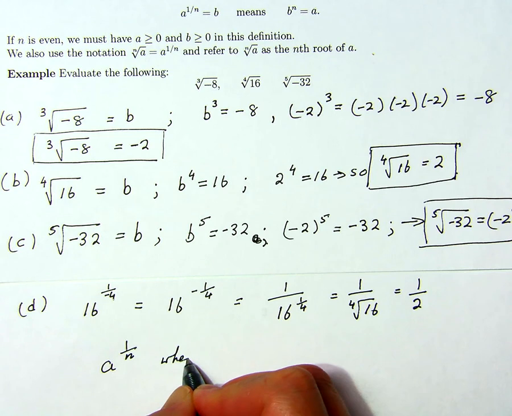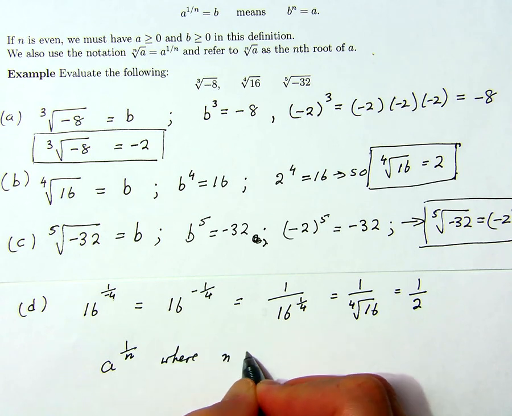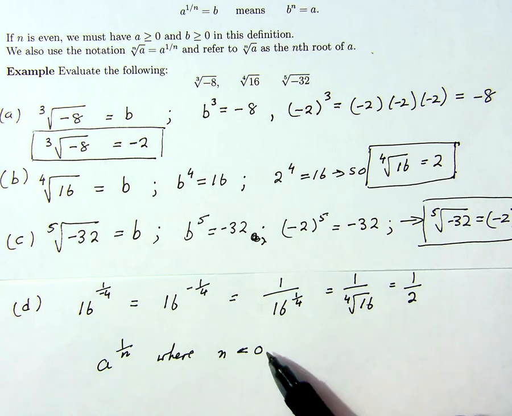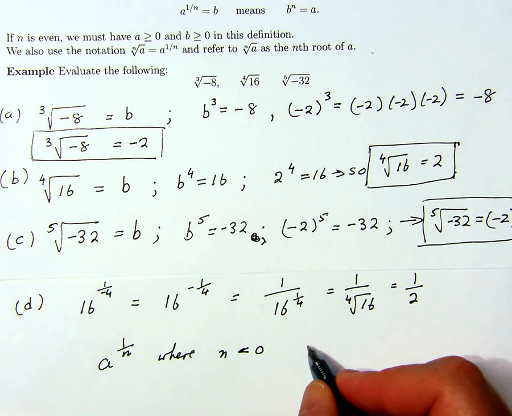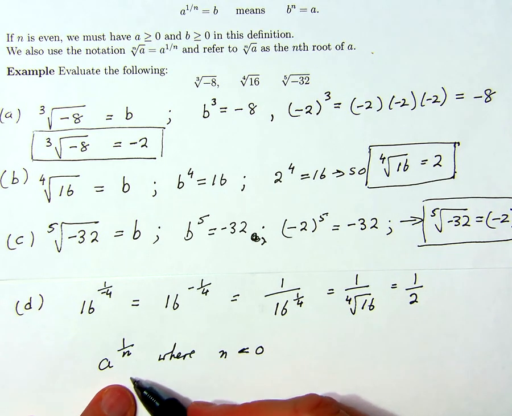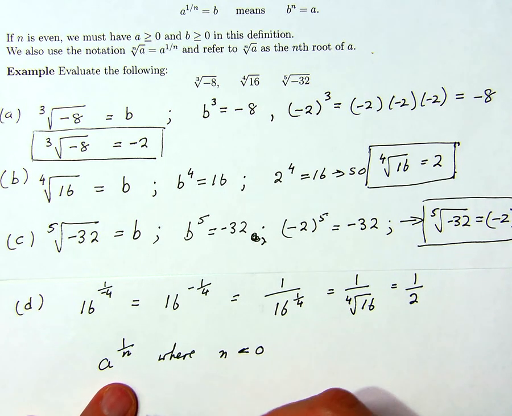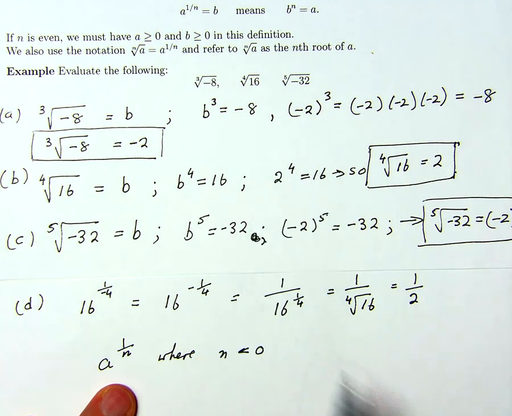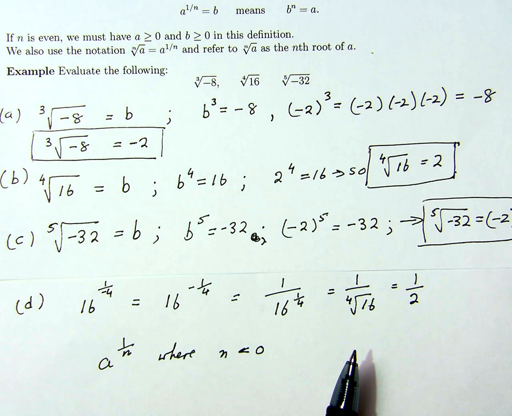So this definition also includes a to the 1 over n, where n is an integer less than 0, simply because a to the 1 over n is 1 over a to the 1 over minus n, which is defined here for n greater than or equal to 0.